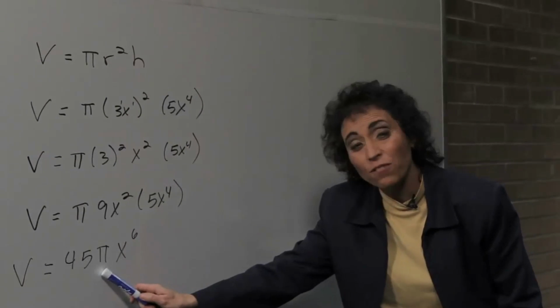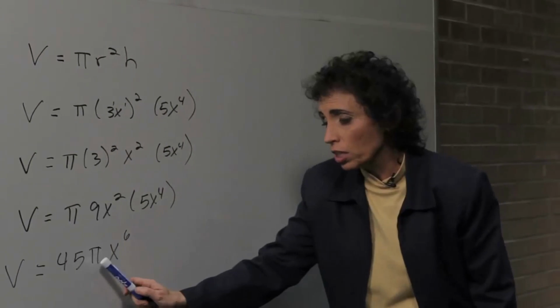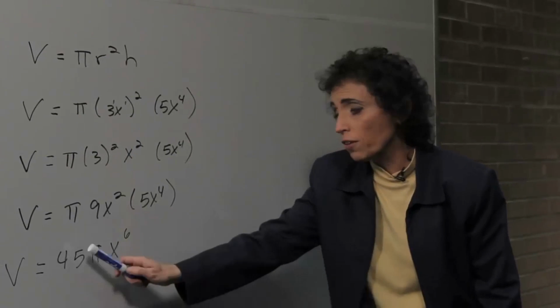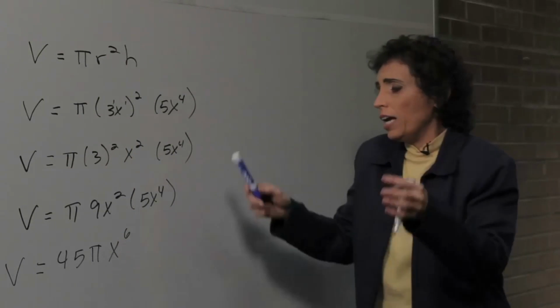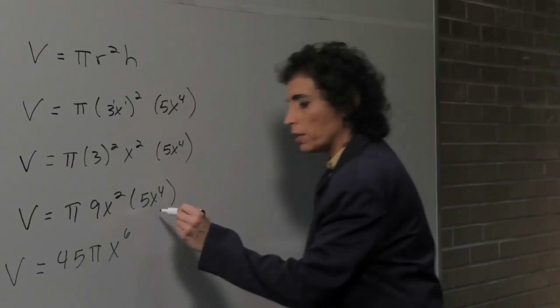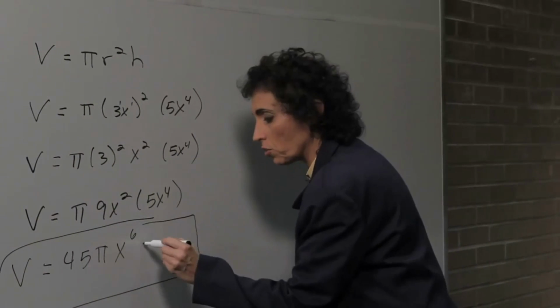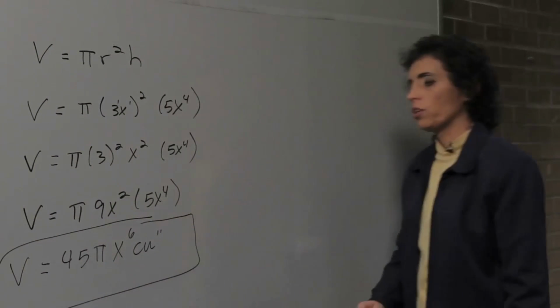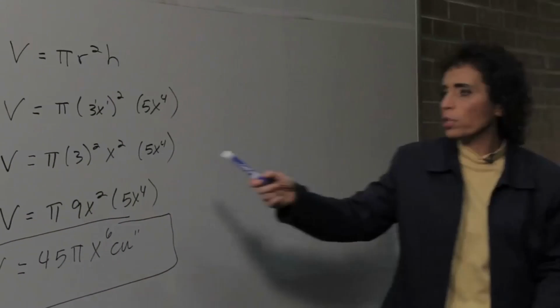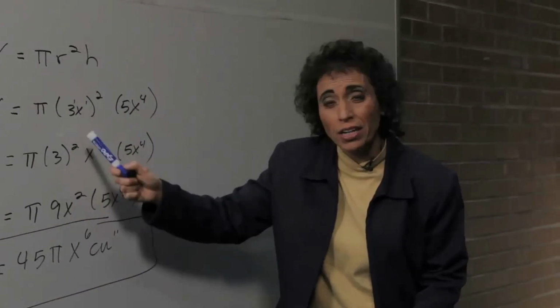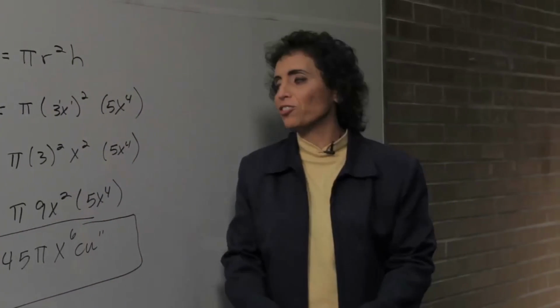I did not have to put the pi here, but it usually is before the x to the sixth. So you could have said 45x to the 6 pi. It doesn't matter, okay? And it's cubic inches, because it says inches. So that's the volume. And that's why we talked about the power to power rule, because I can use that right here. So that was the whole point of that challenge question.